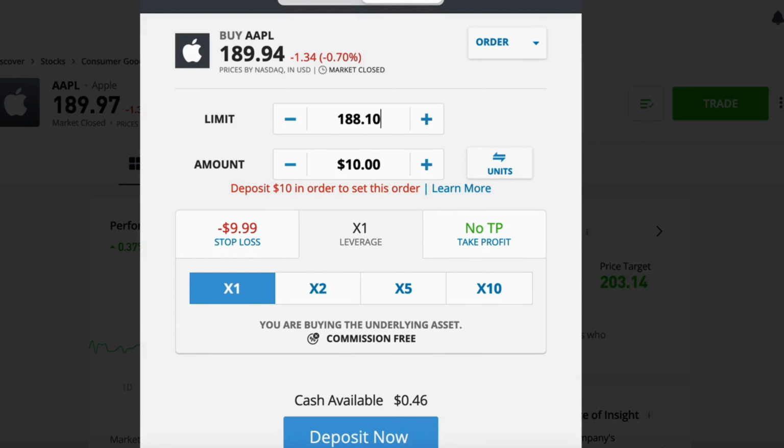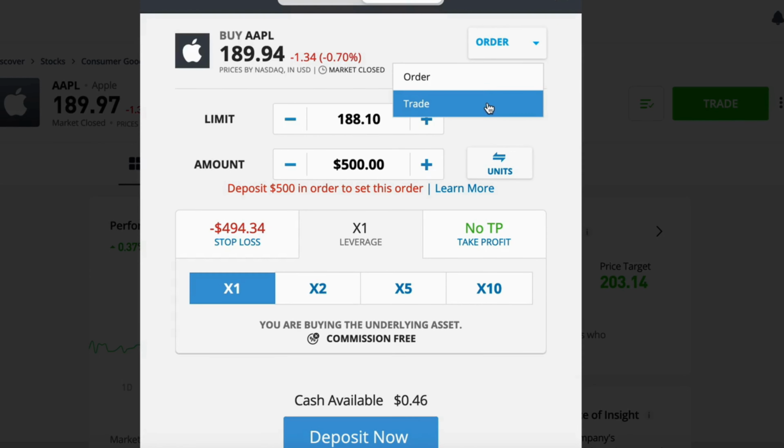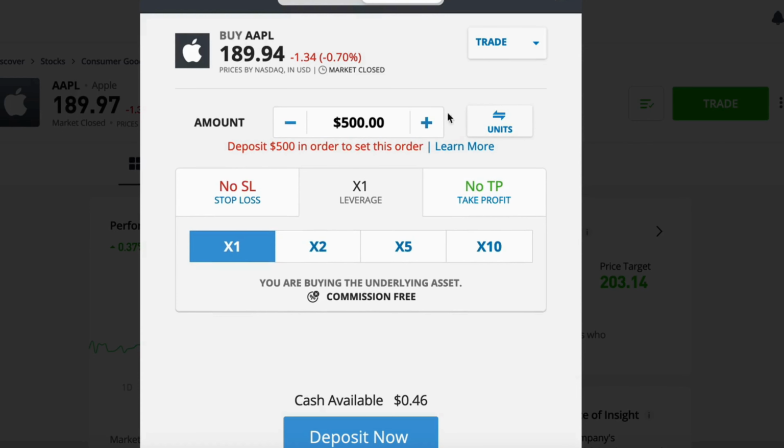Think of it as telling eToro, hey, I want you to buy this amount of, let's say, Apple stocks at the market price that I have instructed you. It's your way of signaling your intention. On the other hand, a trade happens immediately and your order gets executed at the current market price. In the case of our example, Apple stocks is currently selling at $189.96 per share. When you use the trade function, eToro executes your buy immediately.